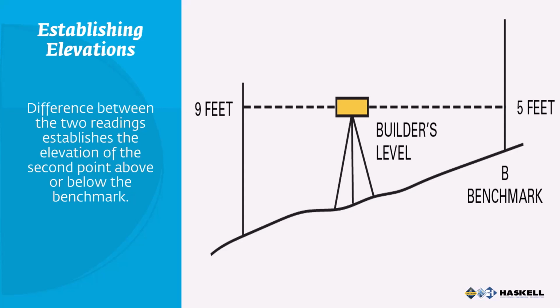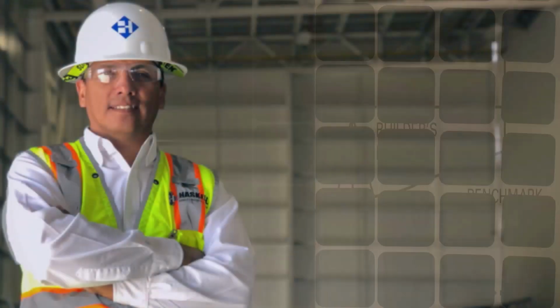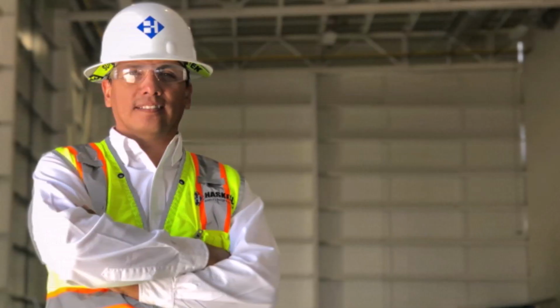This slide shows the basic concept of setting a level and establishing elevations from point to point. Point B is the known elevation. In this example, the point on the left must be raised 4 feet to be level with point B. With a laser level, only one person is needed to perform the work.